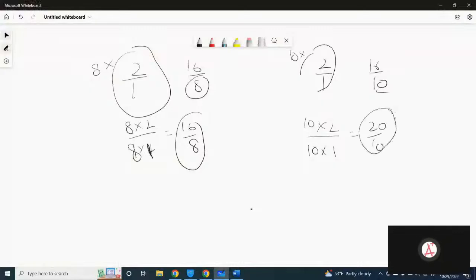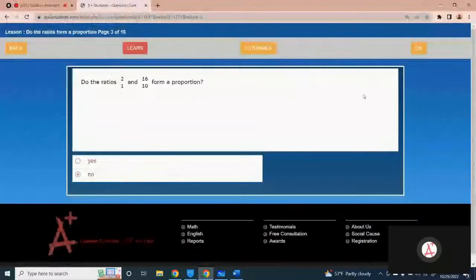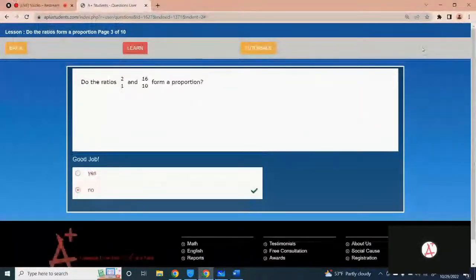So see, they are not equal. That means they do not form a proportion. Got it? That means they are not equivalent. So when the fractions are not equivalent, they don't form a proportion. Got it?